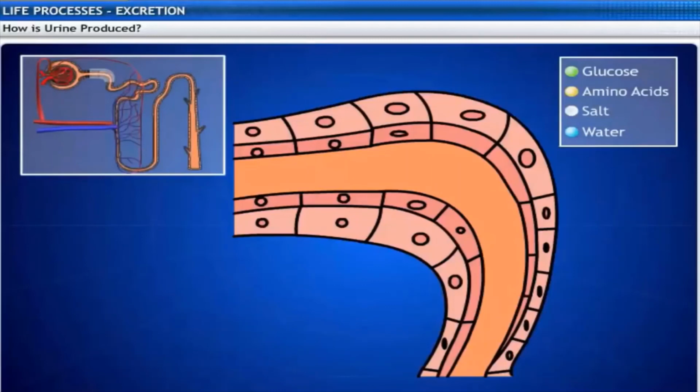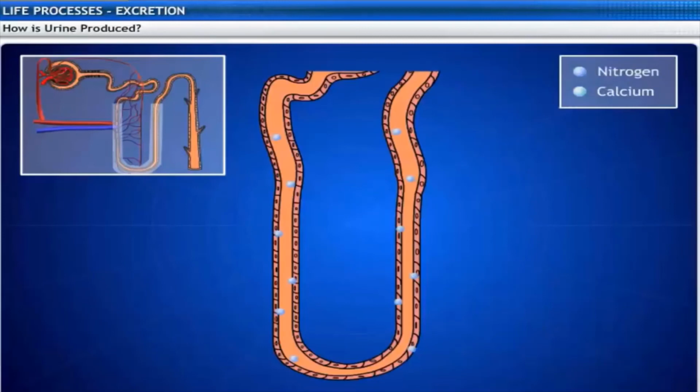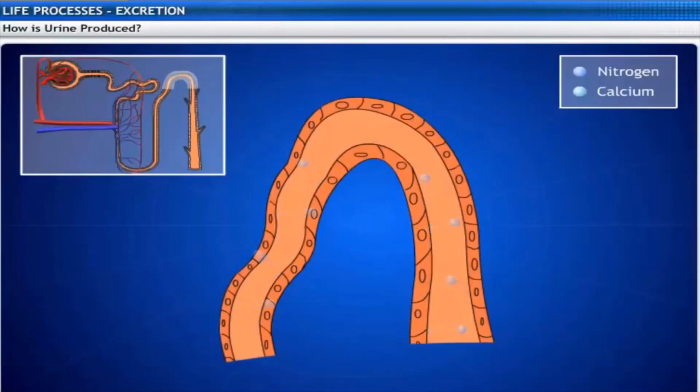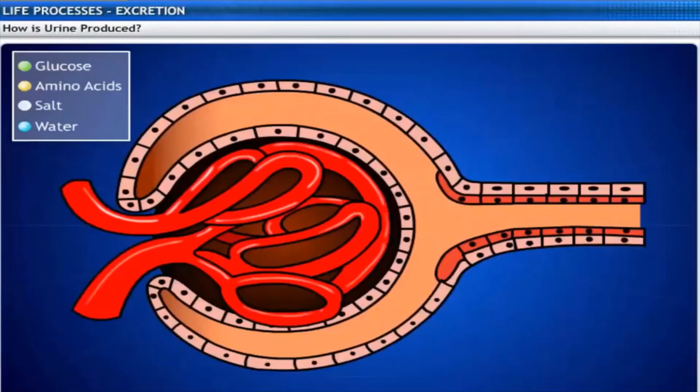Some substances in the initial filtrate, such as glucose, amino acids, salts, and a major amount of water, are selectively reabsorbed as the urine flows along the tube. Further absorption of nitrogen compounds takes place through the hairpin loop and the distal convoluted tubule. Further substances not required by the body may be secreted into the filtrate by cells of the nephron before it leaves the kidney.